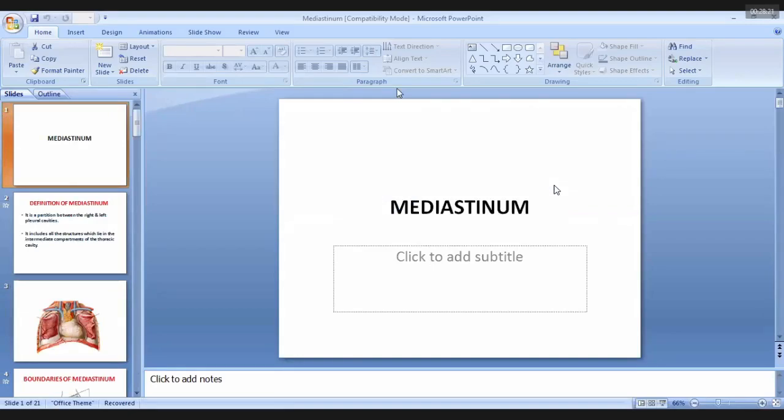Now, any question related to the mediastinum?